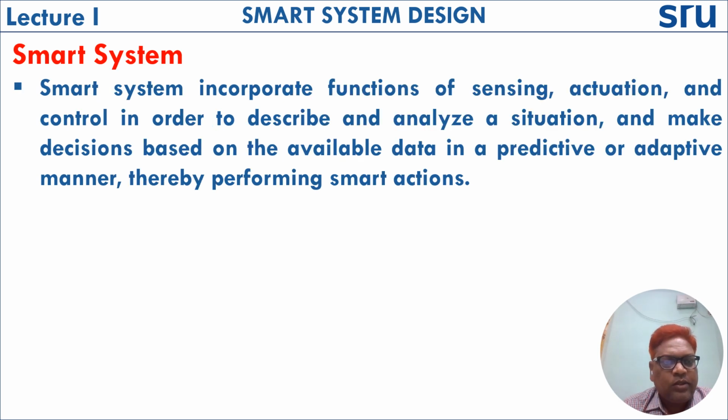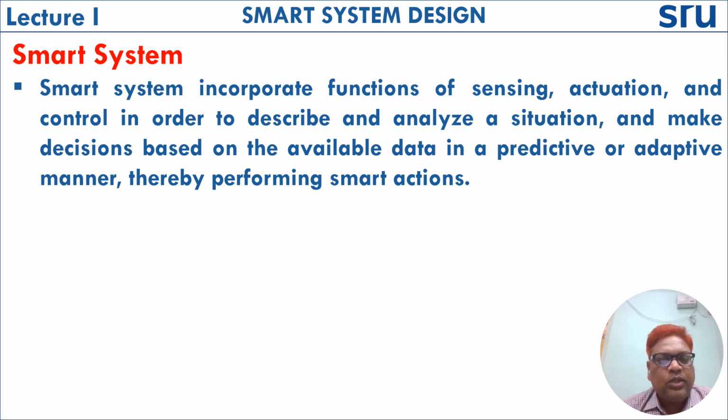Let us see the definition of the smart system. A smart system incorporates functions of sensing, actuation, and control in order to describe and analyze a situation and make decisions based on the available data in a predictive or adaptive manner, thereby performing smart actions. So let us see this with the help of a simple example.